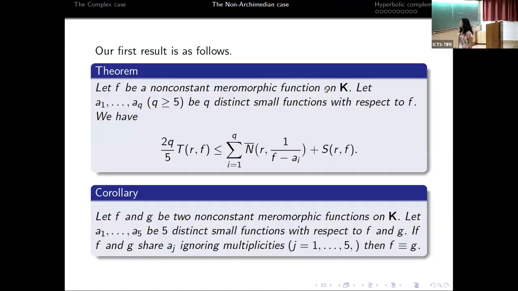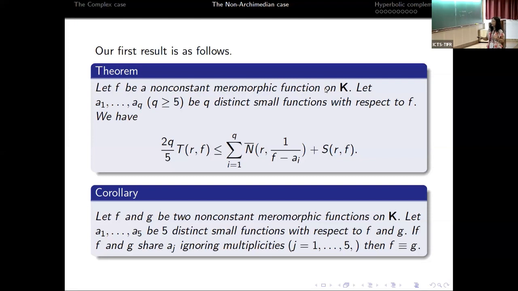However, we get something not so perfect, but also good enough. Here we get something like a 2 cube over 5, and from this one, we get a corollary saying that if 2 non-constant meromorphic functions share 5 distinct small functions, then they have to be the same. And this result improves the result of Alan S. Kashid and other authors, where they only consider bigger than or equal to 7.